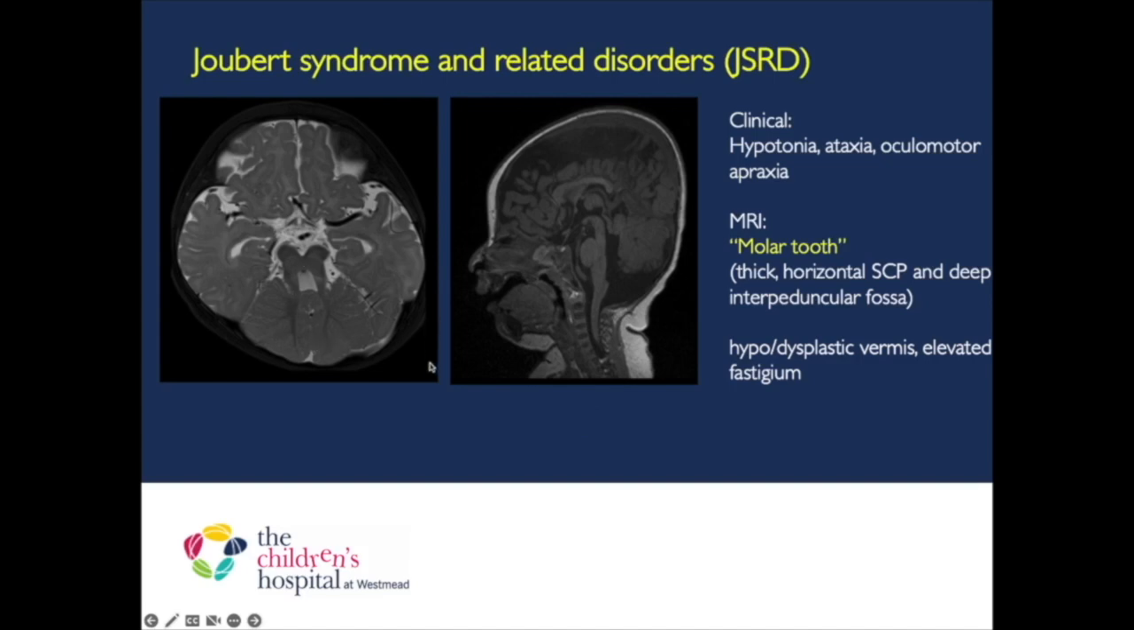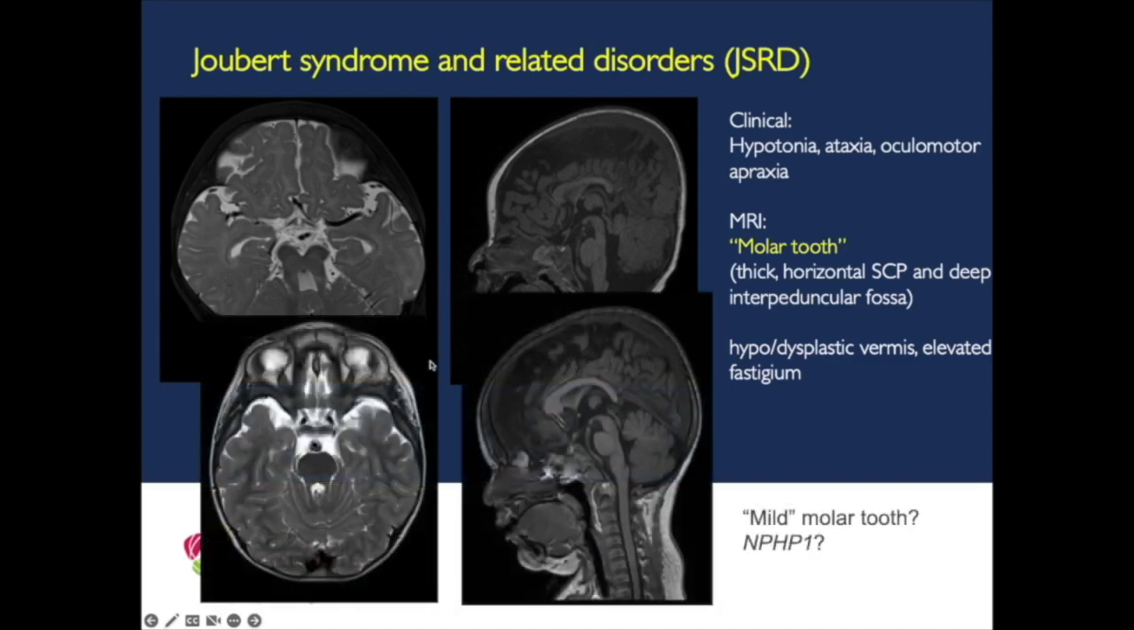If you've got it like this, it's pretty straightforward, but sometimes it's a little bit more complicated because the molar tooth may not be as obvious. So in this case, you'd be pretty hard-pressed on the axial view to say it's a molar tooth, but this is actually also a patient with Joubert syndrome. So you can have mild molar tooth malformations, for example, an NPHP1 mutation. You can see the vermis is definitely abnormal, dysplastic, hypoplastic inferior vermis, and an elevated vestigial point.